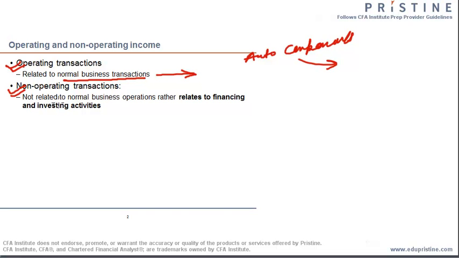The next piece is non-operating transactions. These are the transactions which are not related to the normal business operation but relate to either financing or investing activity. For example, you borrow money and you pay interest. That's a financing activity and hence a non-operating expense. Similarly, if you invest in bonds and shares and you get an interest income or a dividend income, that would be an investing activity and hence would be classified as a non-operating transaction, and the income or loss would be non-operating income or loss.